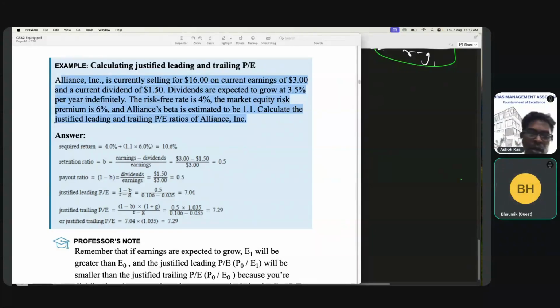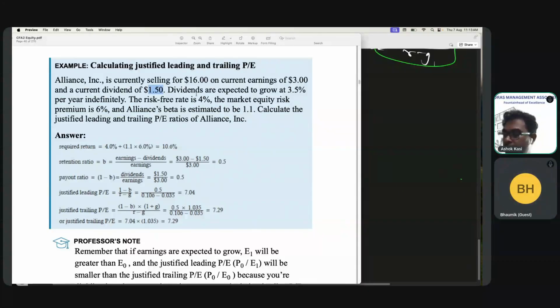Okay, so first they have given beta, so first we have to find the required rate. Now, Alliance Inc. is currently selling for 16 on current earnings of 3. That means its price P0 is 16, current earnings E0 is 3.